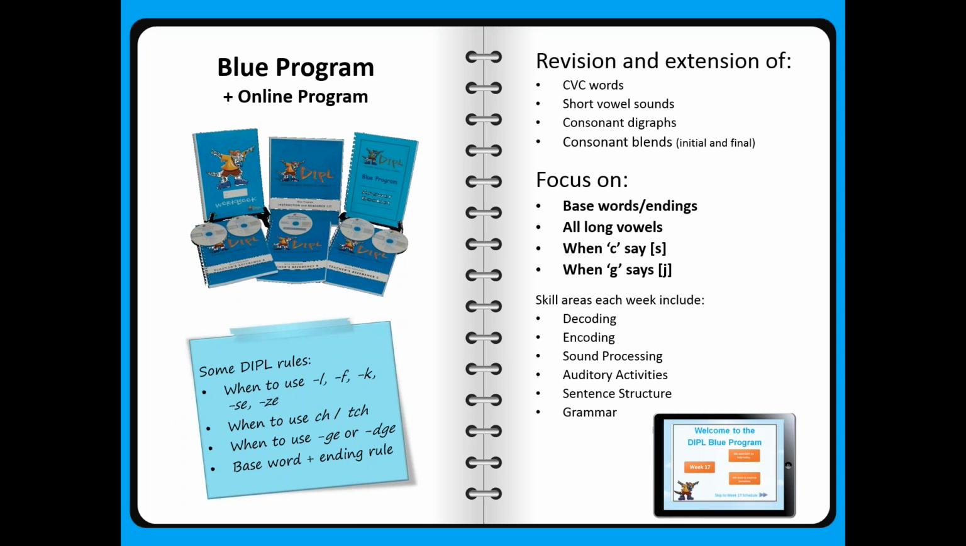Then we move to our grade 2 blue program, which also has an online component. We make sure that students have nailed their short vowel sounds because by the blue program we want to discuss all of the long vowel sounds and the combinations that they can use. We give students a table that they can refer to when they are working with long vowels, but we spend time teaching them how to use this table effectively. We also look at some tricky sounds and continue our work with base word and ending. Again, there are lots of activities during the week to help cement this learning as well as our spelling rules.